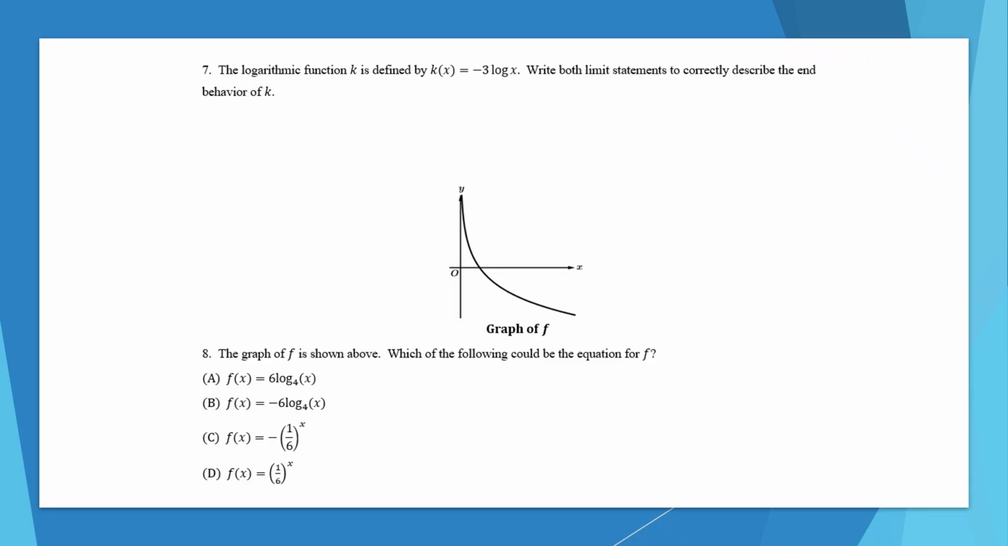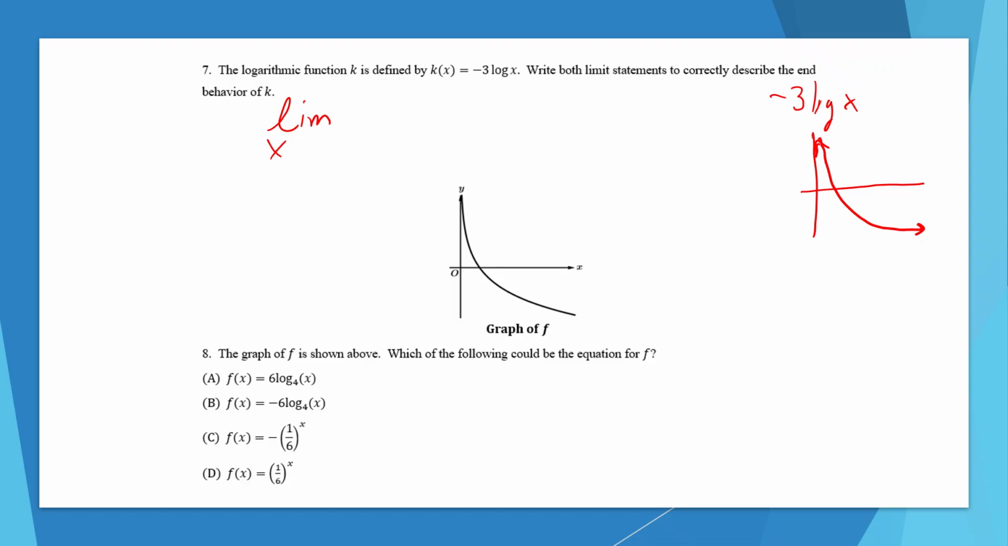Number 7, the logarithmic function k is given by k of x equals -3 log x. Write both limit statements. So we know this is a negative logarithm, so it's going to appear like this. And so both limit statements would be, the first one would be the limit as x, and then let's talk about as it goes to the left, right?